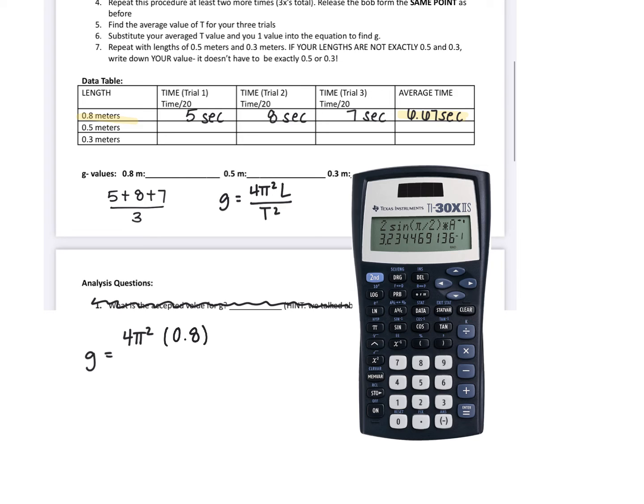Because that is the length of my string. Now remember, your string might not be exactly 0.8, so I would take that into consideration. And then I'm going to substitute in the average time that I calculated right here at the bottom, and I'm going to have that squared as well.